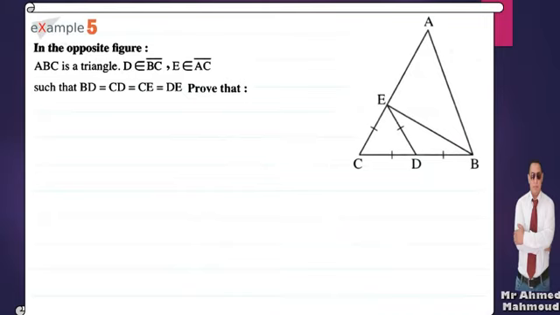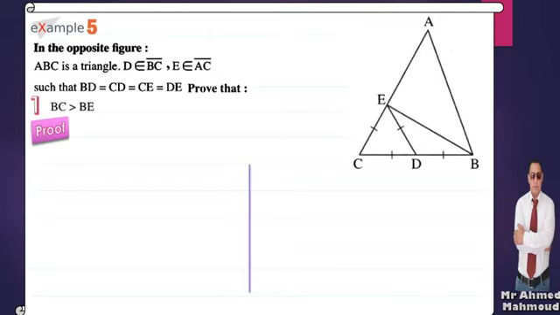Example 5 here. In this example, ABC triangle, D belongs to BC as we see, E belongs to AC, where BD, CD, CE, and DE are equal. Here, BD, CD, ED, and CE are equal. The first required, prove that BC greater than BE. Again, prove that BC greater than BE. Okay.